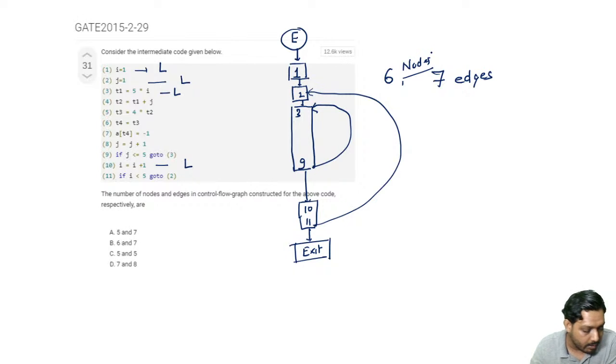I hope this is clear, and I did not take much time here because I believe you are more or less familiar with this. And if you're not, this is the only question we have, and it is simple. You have to find leaders and then convert into a graph. Do not forget to add entry and exit.